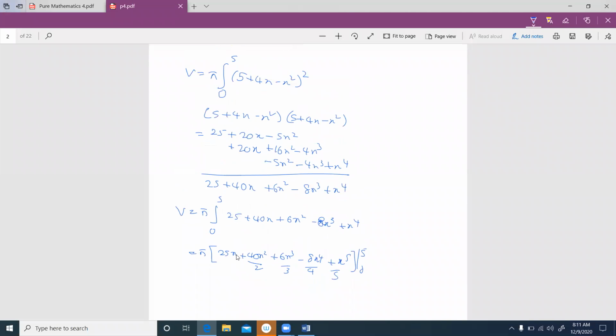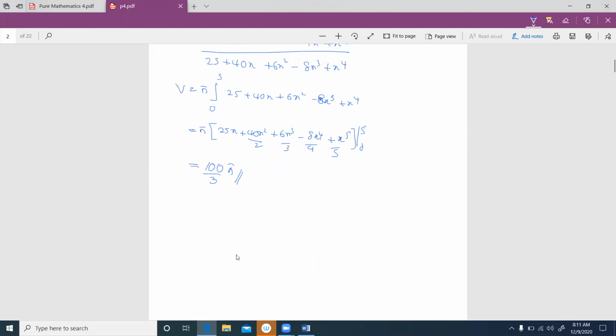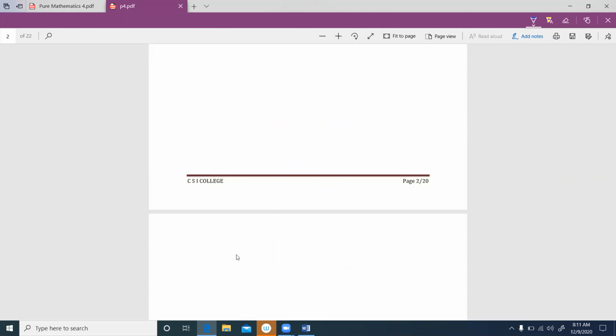So if you get this answer, the answer would be like this. One second. If you work over here, it is 100 over 3 is the integration of that, multiplying with pi, that would be 100 pi over 3. That is the answer for that. That's a way of doing this question, right?